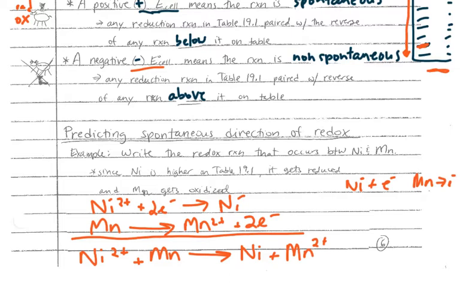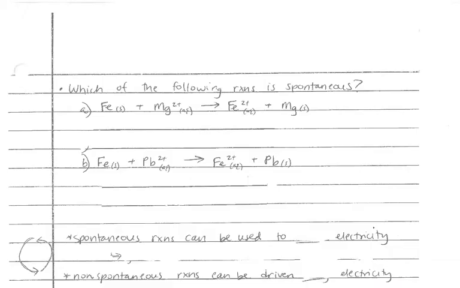This is the reduction reaction because it's gaining electrons. This is the oxidation reaction because it's losing electrons, which means that if we made this into an electrochemical cell, like a voltaic cell, then the reduction is the cathode, and this would be the anode. An ox, red cat. Okay, so if we had these two metals, nickel and manganese, we could determine which way the spontaneous reaction would go.